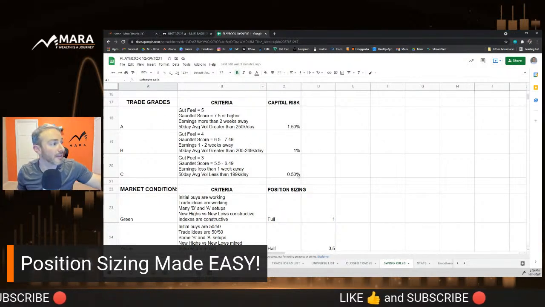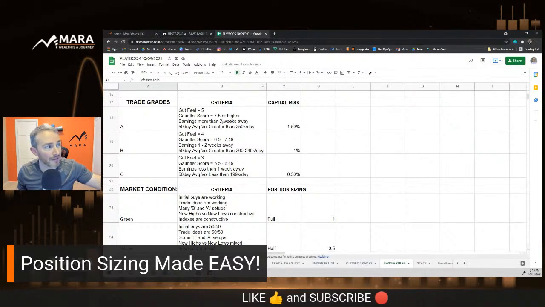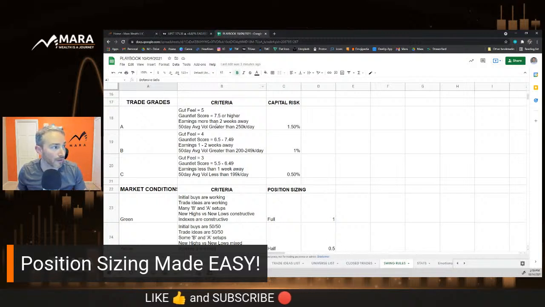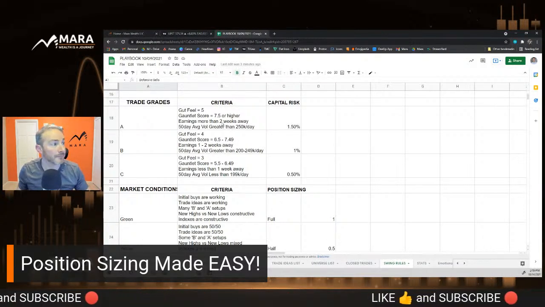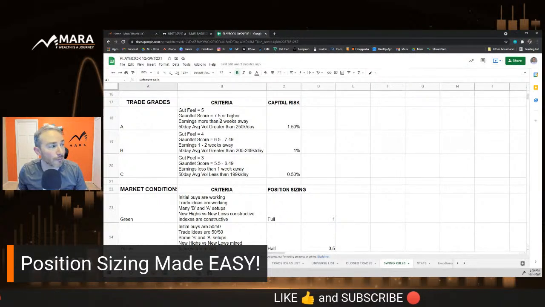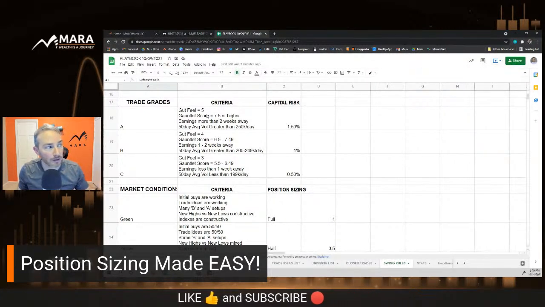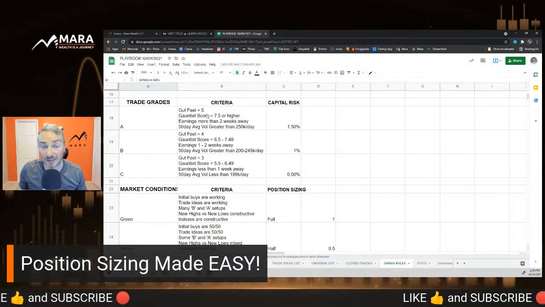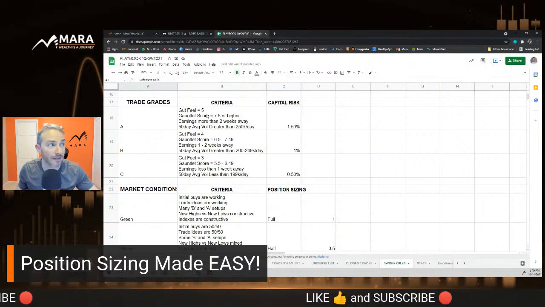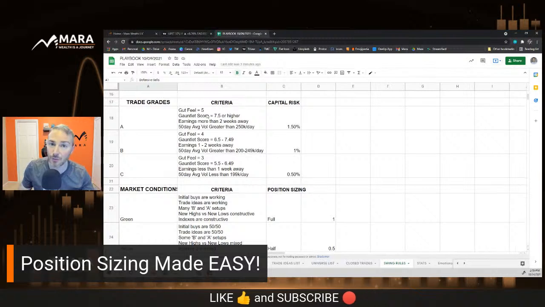And this is giving the general basics. In fact, this rules list has been updated since, but it's the super general basics of what the criteria are for an A level trade, a B level trade, and a C level trade. Define what constitutes A, B, and C for you.